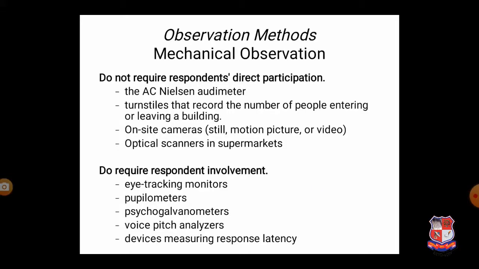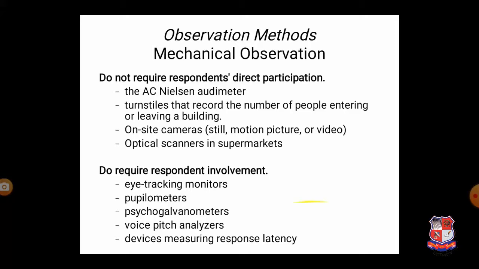If we talk about mechanical observation, it means observation through some mechanical device. This is known as mechanical observation. There are some instruments or devices that we can use for mechanical observation. These are the different methods of mechanical observation: eye tracking monitor, pupillometer, psychogalvanometer, voice speech analyzer and device measuring response latency. If the researcher is observing customer behavior through a CCTV camera, then it is an example of mechanical observation, because here the observation takes place using a mechanical device.